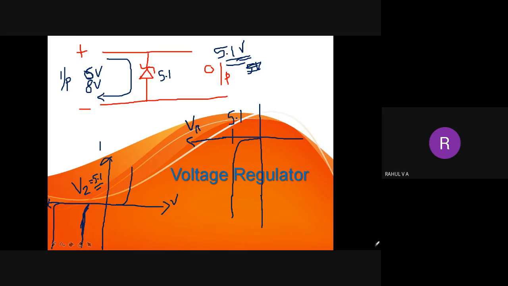Did you understand what the working is? How it is working? A regulator is just a component. Do you understand? A Zener diode connected in reverse biased condition means it has become a regulator circuit.